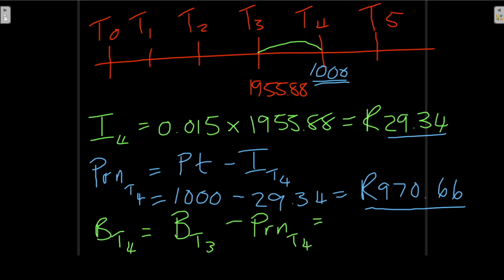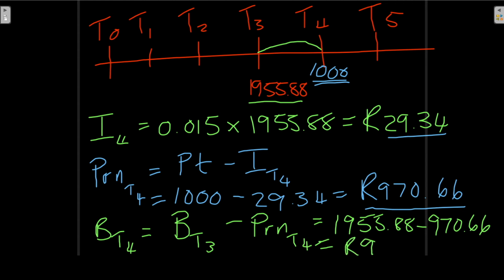Now we calculated in a previous example the outstanding balance at time T3, that's the 1955.88, so it's this outstanding balance here. I subtract from that the principal part of my payment at time T4, which is this 970 rands, and therefore my outstanding balance at time T4 is 985 rands 22 cents.